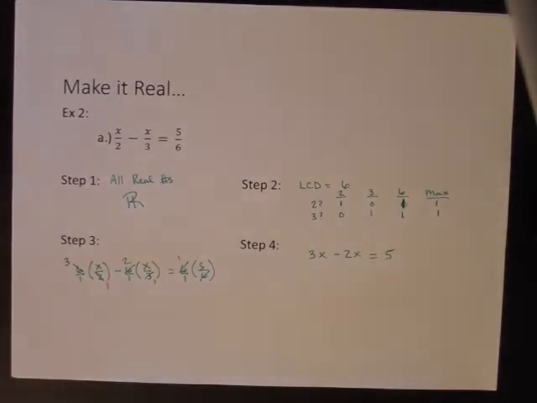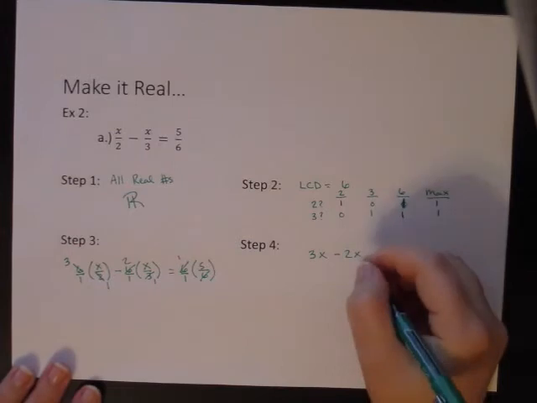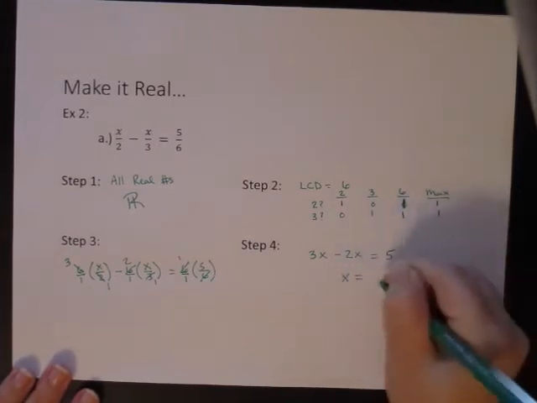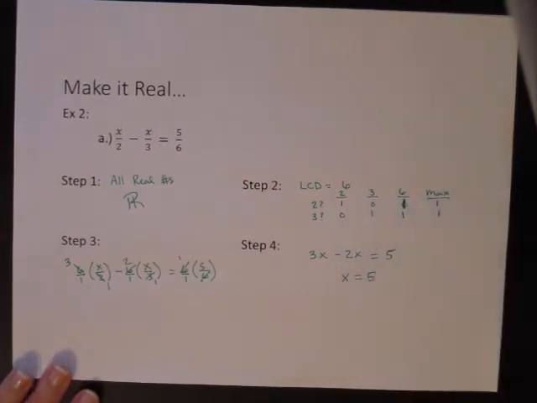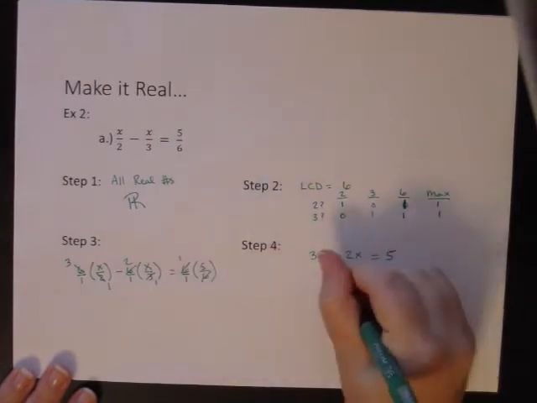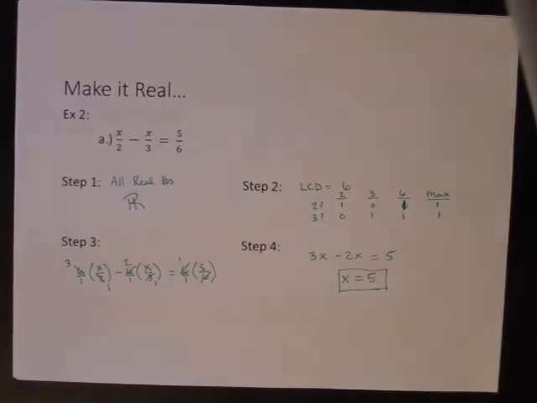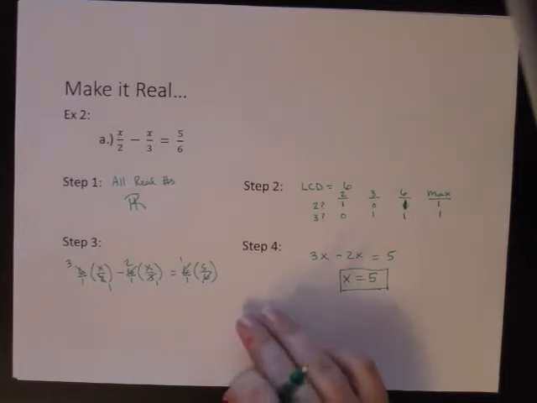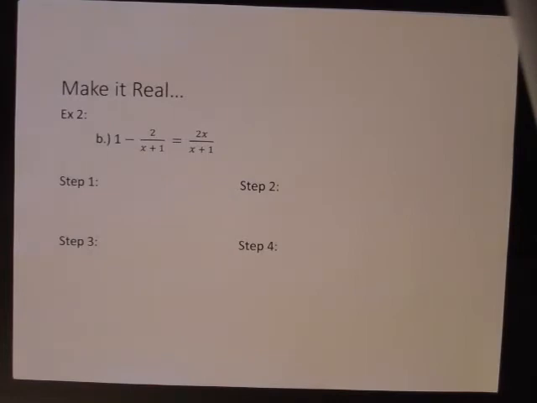Now this linear equation is a heck of a lot easier for us to solve. So I go 3x minus 2x, which would be x equals 5. And then the last thing I have to do is say, does this solution make sense? x equals 5, it's all real numbers, so absolutely this makes sense. And that's how I solve equations with rational expressions. Okay, let's try another one together. So I've got 1 minus 2 over x plus 1 equals 2x over x plus 1.